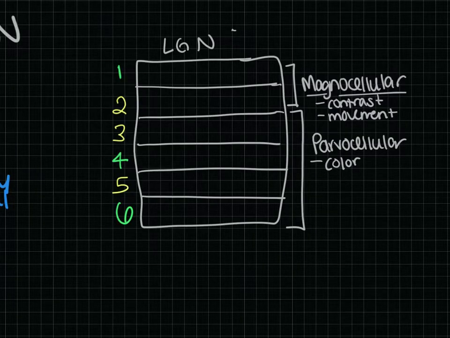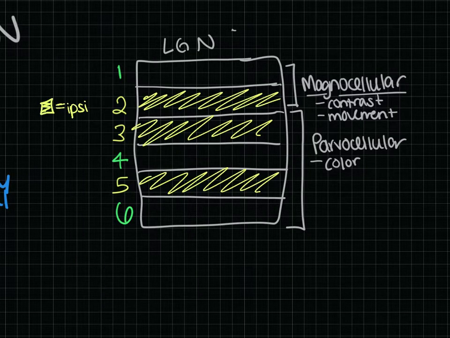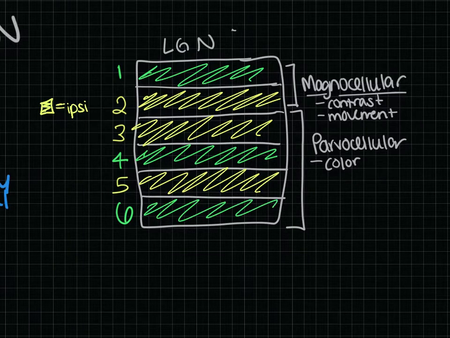So we know the LGN is going to receive fibers from both the ipsilateral and the contralateral eye. So layers 2, 3, and 5 are going to be from the ipsilateral eye. And then layers 1, 4, and 6 are going to be from the contralateral eye. So remember, both of these are going to be receiving input from the contralateral visual field. So if this is the left LGN, it's going to be receiving the right visual field and the left hemiretinas.